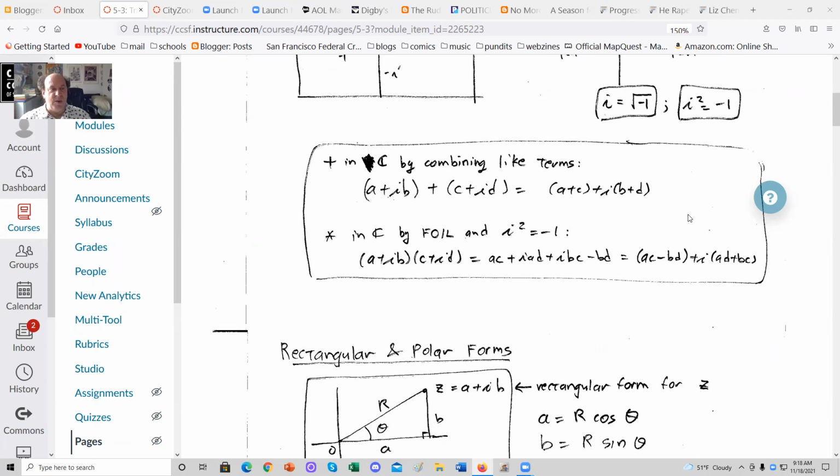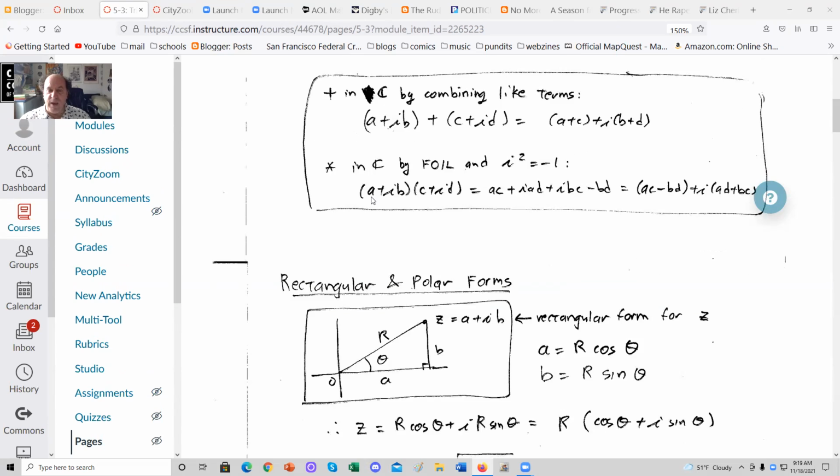Multiplication, you treat the numbers like ordinary numbers, specifically first, outer, inner, last distribution. However, you add i squared equals -1. This is the trick that makes it a complex number. So a plus ib times c plus id, after you expand, ib times id is -bd. So you get real part ac minus bd and imaginary part ad plus bc.